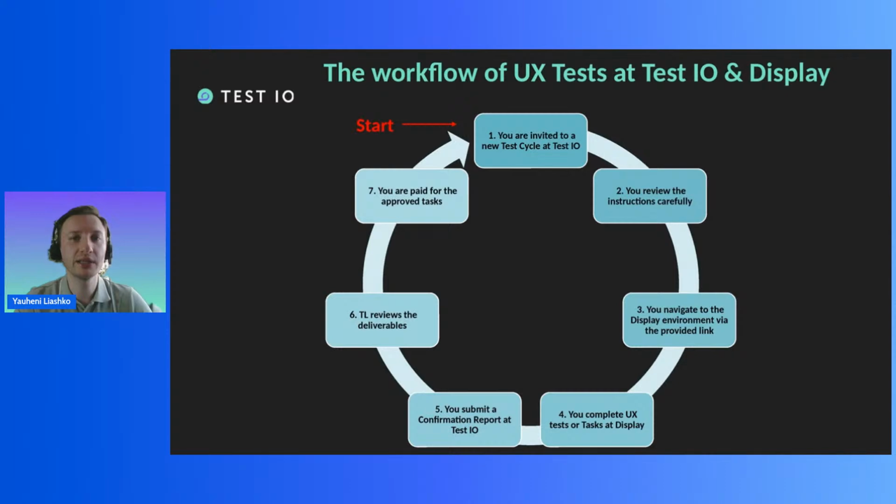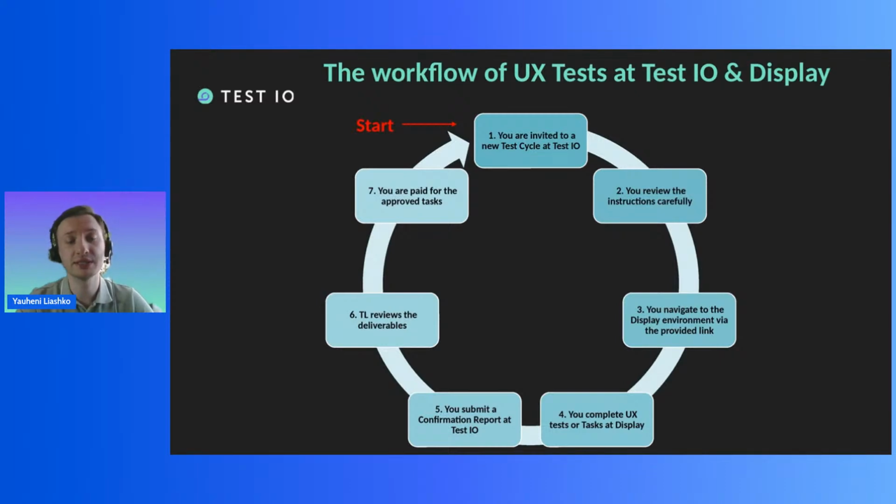So first of all, you will get an invitation to a particular test cycle at test.io. This will happen absolutely the same as you now get invitations to other test cycles, where you read this information and decide whether you will participate or not. Like you accept this invitation or you reject. Then, if you decided that you will participate in those test cycles, you review the test instructions carefully. So again, this is quite the same steps that we usually do for every test cycle. We review the test instructions because they're crucially important.